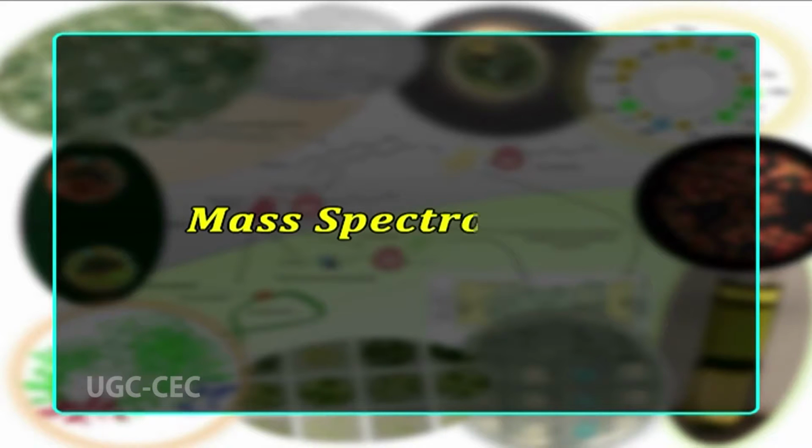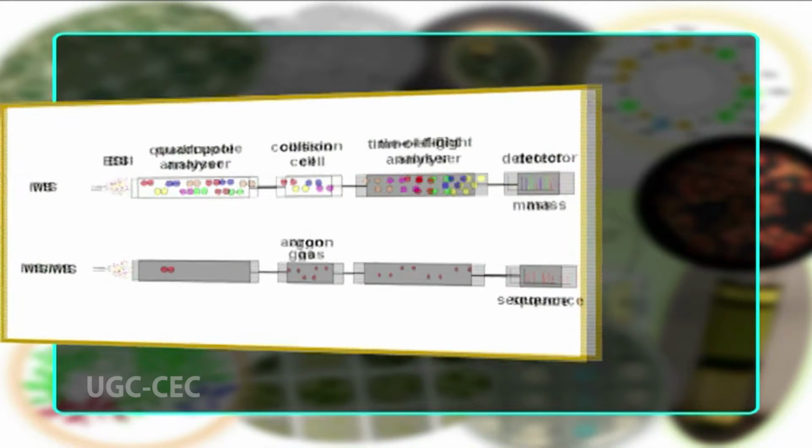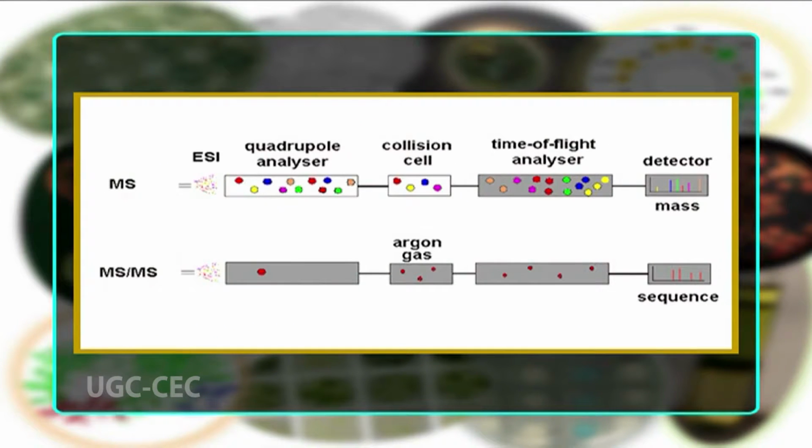Now let us discuss our next technique, that is mass spectrometry. Mass spectrometry is an analytical chemistry technique that helps to identify the amount and the type of the chemicals present in the sample by measuring the mass to charge ratio and abundance of gas phase ions in a mass spectrum.